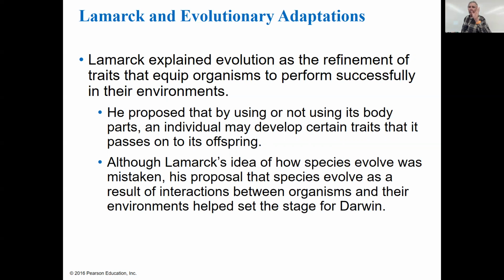His idea, he's famous, and he's notable for being the first guy to think about evolution. But a lot of people haven't heard of him because he got it wrong. It was mistaken. He proposed that species evolve as a mode of interaction between organisms and the environment, which helped to set the stage for Darwin. So Darwin knew about this guy, knew that his theory wasn't correct, but he got the idea from Lamarck. Okay.